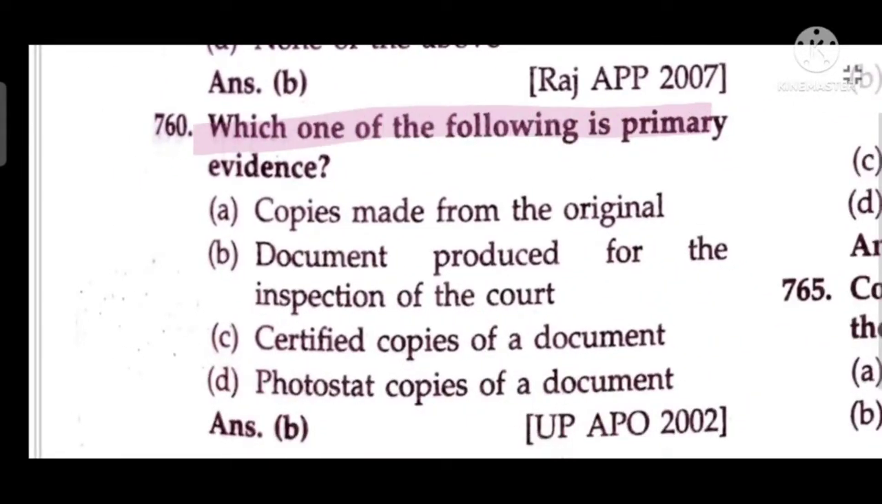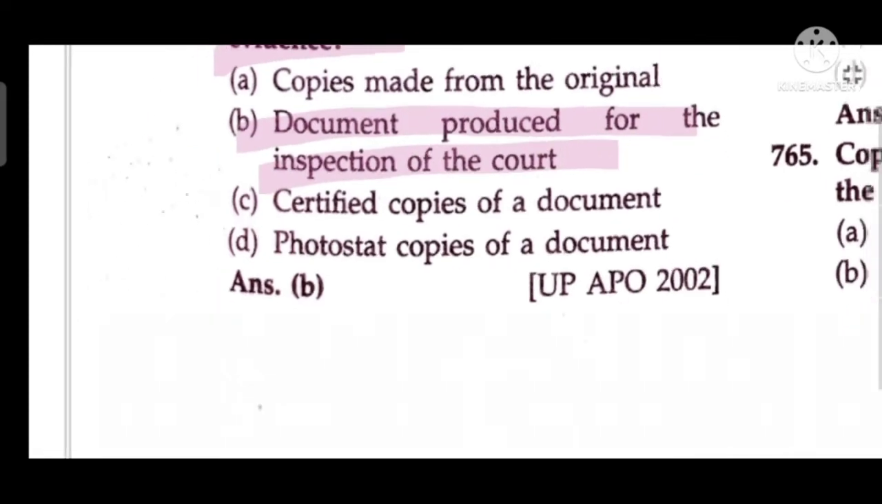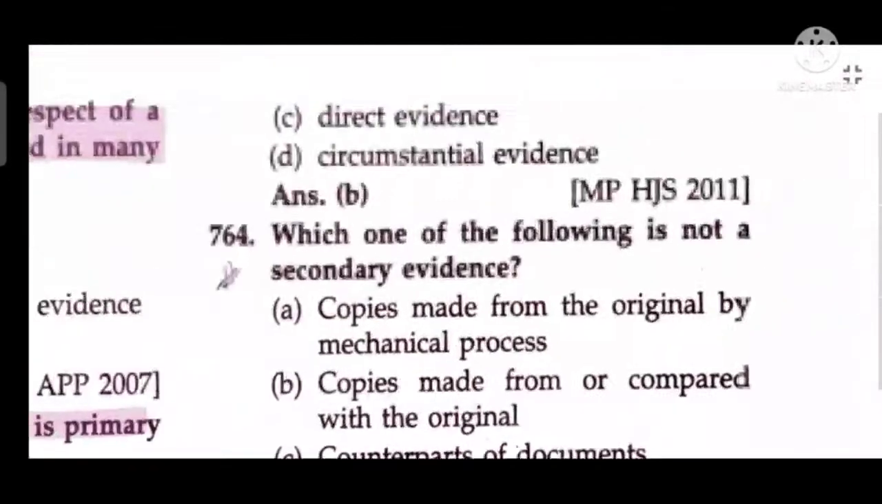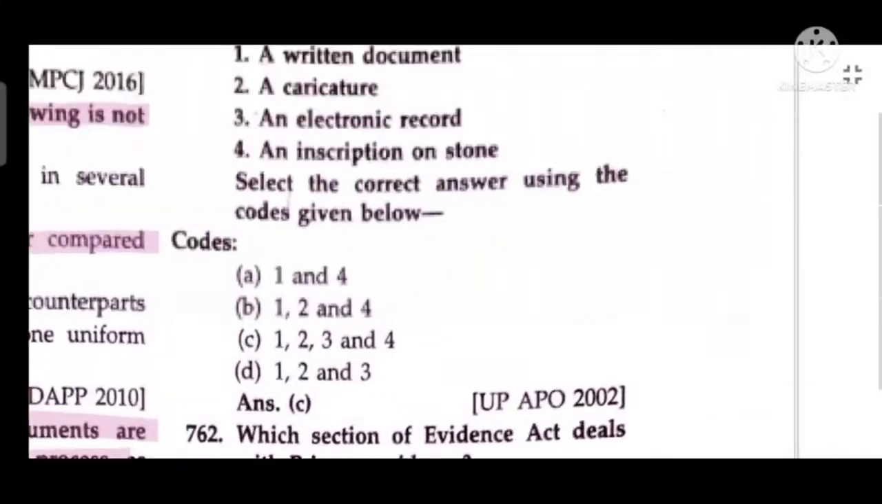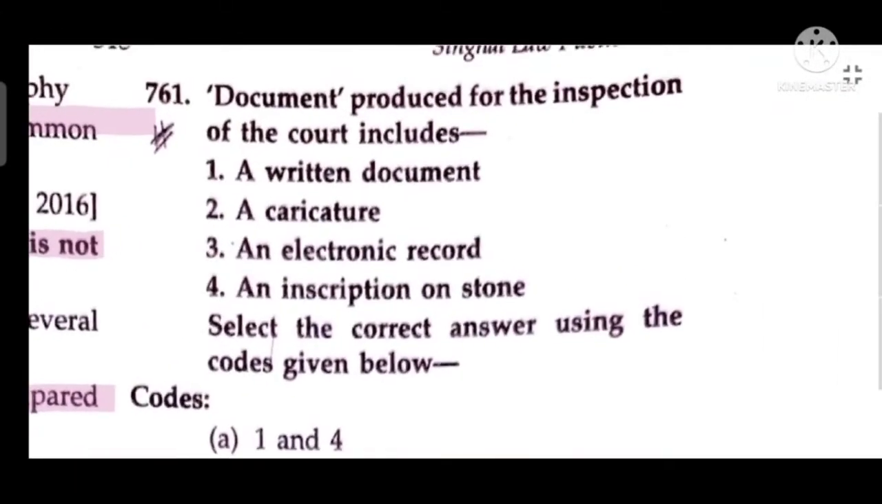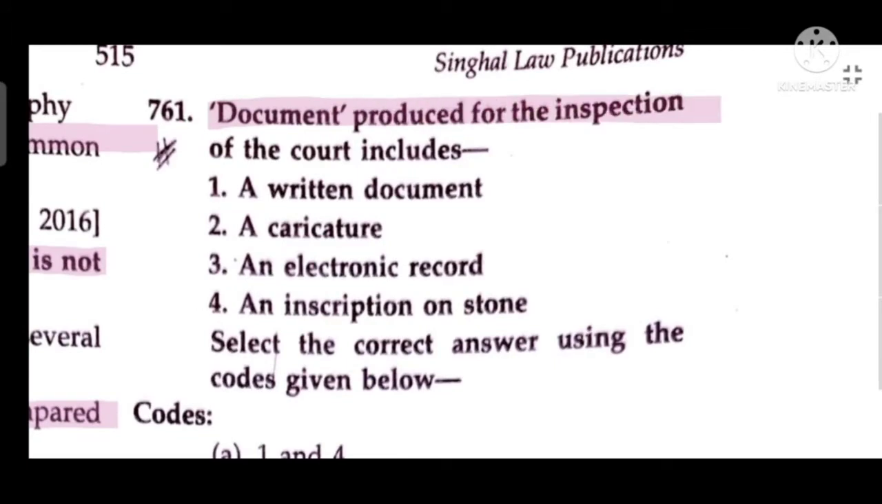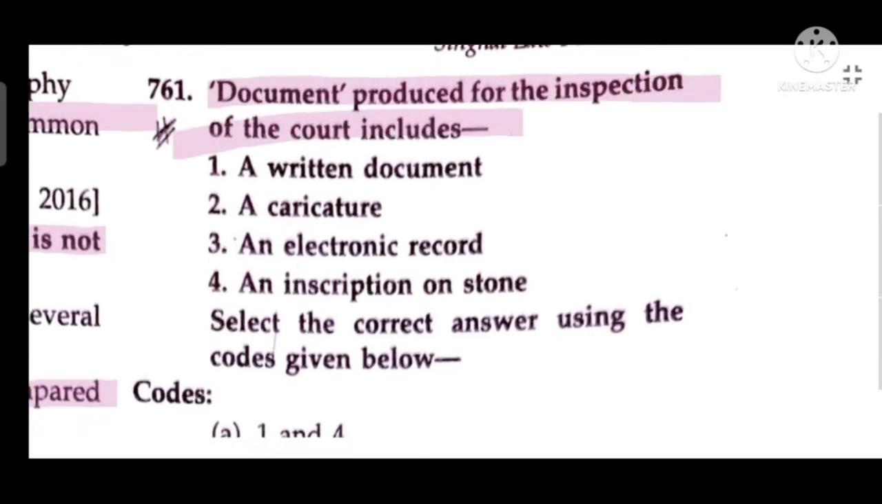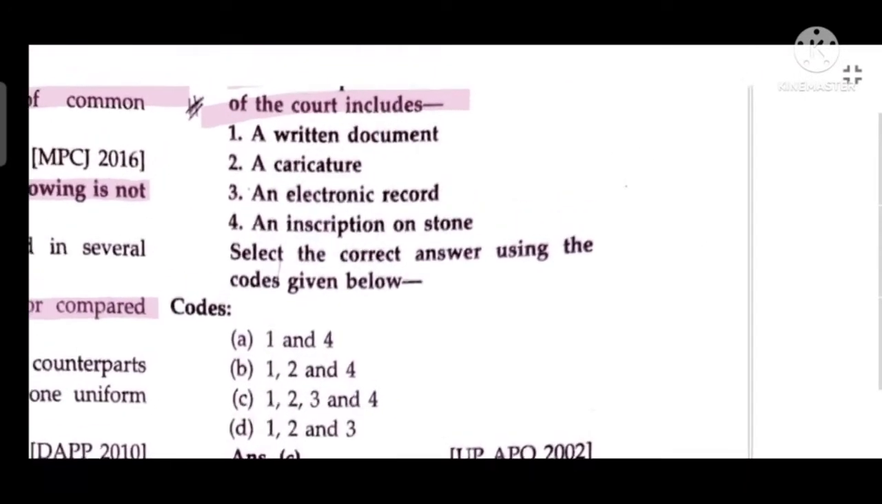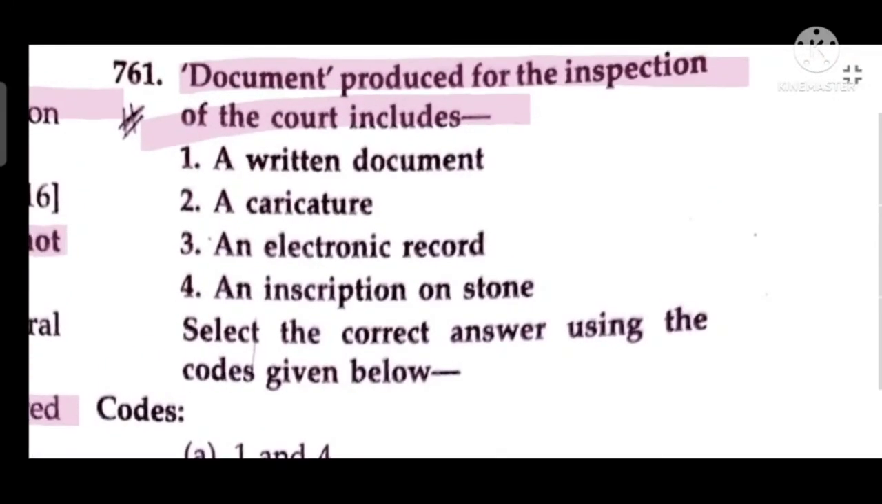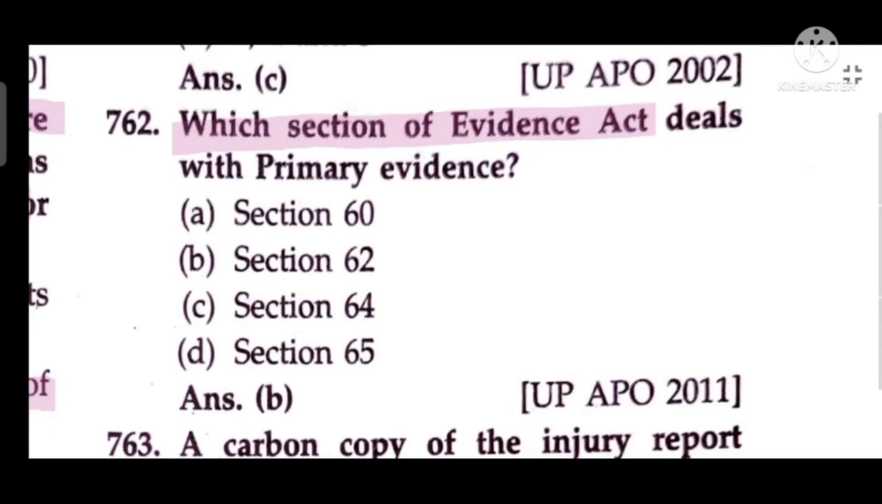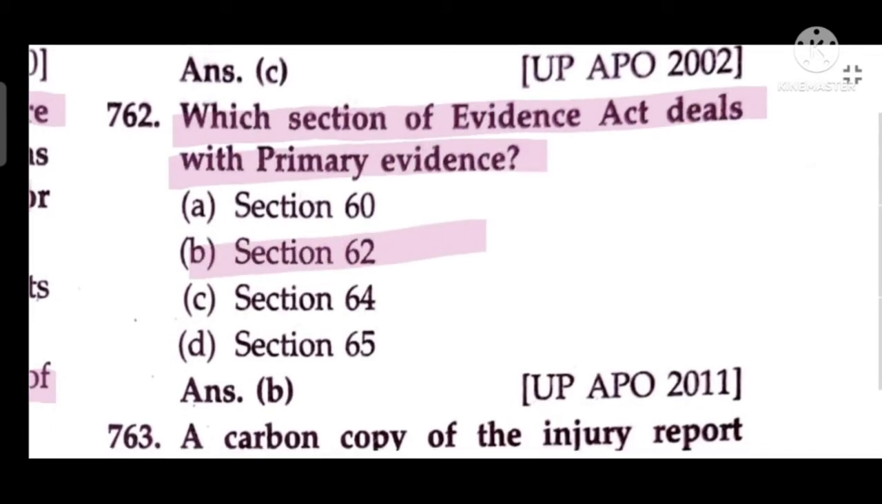Which one of the following is a primary evidence? Document produced for inspection of the court. Document produced for the inspection of the court includes written document, caricature, electronic record. Which section of the Evidence Act deals with primary evidence? Section 62.